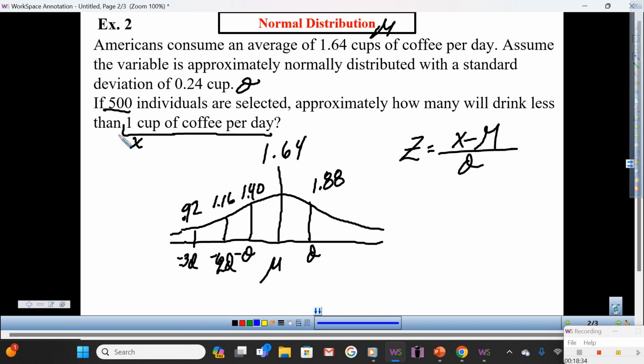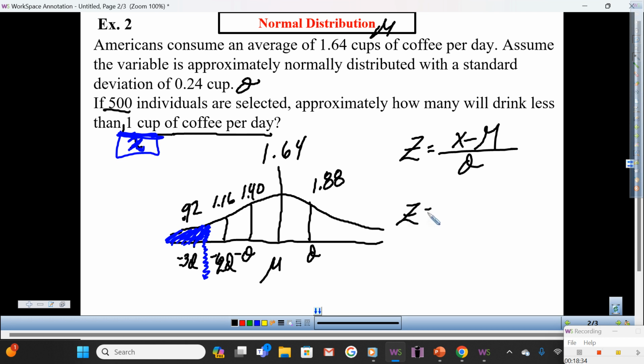So that means our x. Tell me where to position this, guys. Dylan, I'm starting at mu. Tell me where to go and where to stop. To the left? Yeah, around here. This is 1 cup, about right here. And now we need to find our z to get our area under the curve.